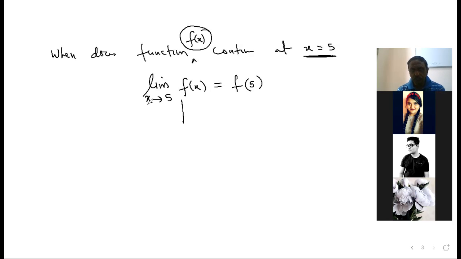In the neighborhood, when the value of x is around 5, the y coordinate's value, and the y coordinate's value when x is exactly 5, both should be equal. The neighborhood value and the exact value of the y coordinate should be the same. Understood? Okay. Now just tell me without looking. When does a function f of x become continuous at x equal to 2?